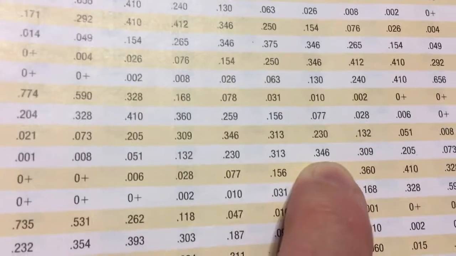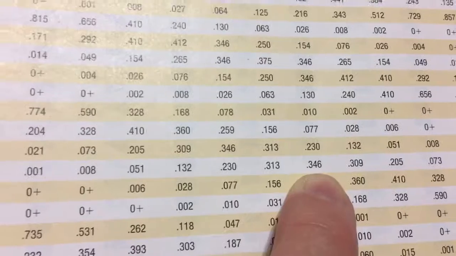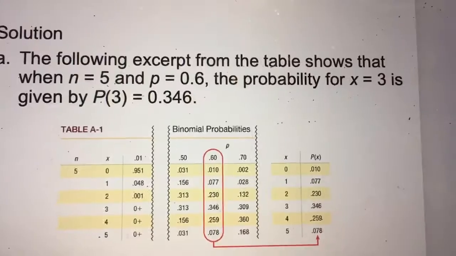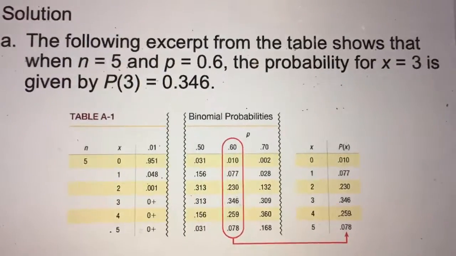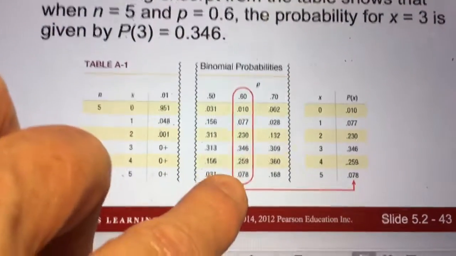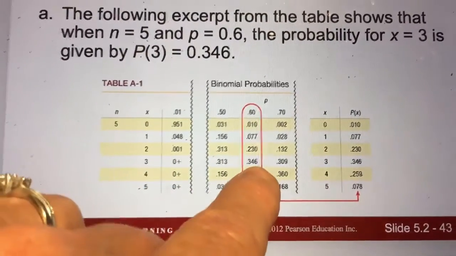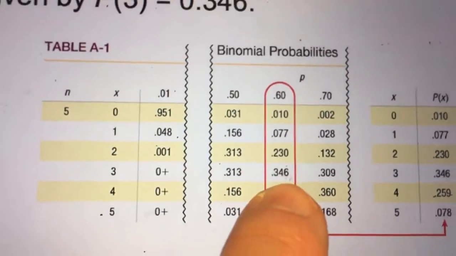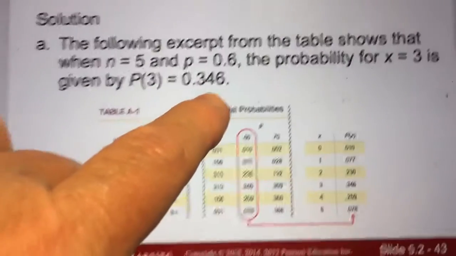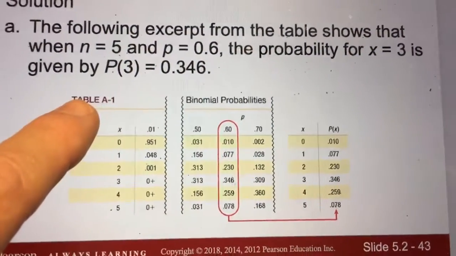I don't know how well you can see that, but 0.346 is the probability of exactly 3 of the 5 adults believing in the devil. Okay, so on the next slide, they put it a little bit more clearly. You can see the 60% here on this slide, and then they're showing the 5, and they're showing the 3, and they're going across there to 0.346. And then they're saying right here, the probability of 3 is 0.346. The probability that exactly 3 of the 5 believe in the devil.